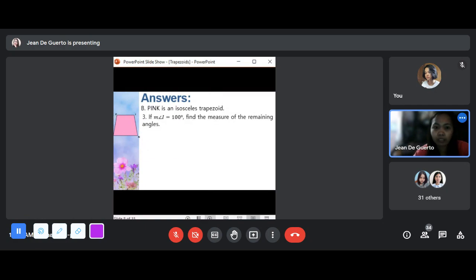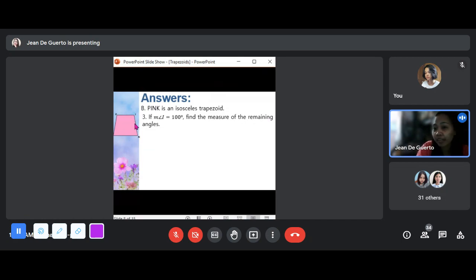Number 3. If the measure of angle I is equal to 100 degrees, find the measure of the remaining angles. If it is a parallelogram, you just look at the opposite angles, right? Opposite angles are congruent, then consecutive angles are supplementary. But in an isosceles trapezoid, no. So let us first identify which are the base angles. Angle I is obviously a base angle.